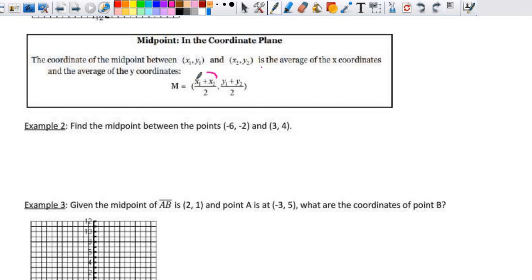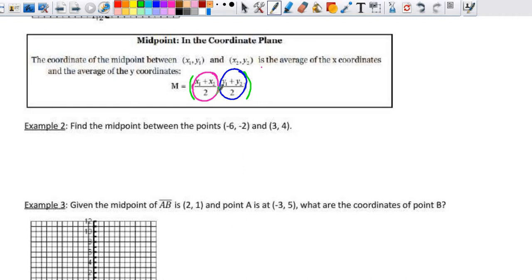So as you see right here, we added our x's together, divided by 2. We added our y's together, divided by 2. And notice that this is still a coordinate, because the midpoint is going to be a coordinate point. So the answer we get should be a coordinate, whereas the distance is a length, so that is just a number.